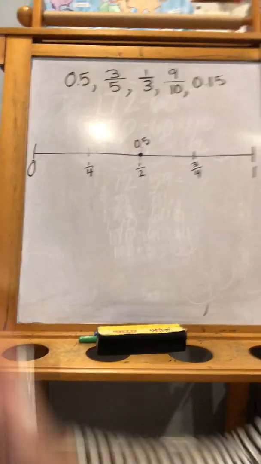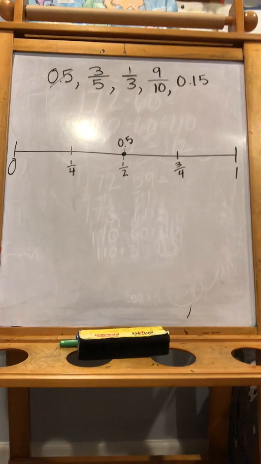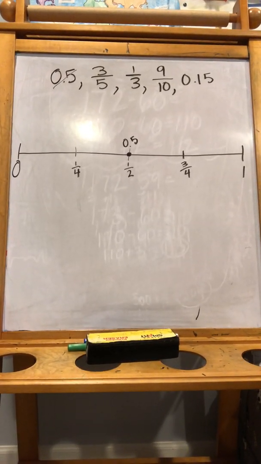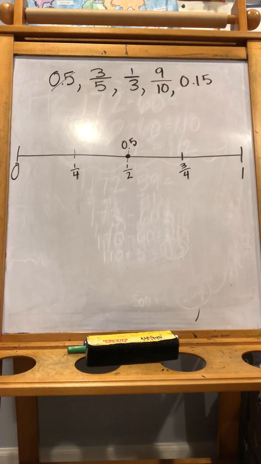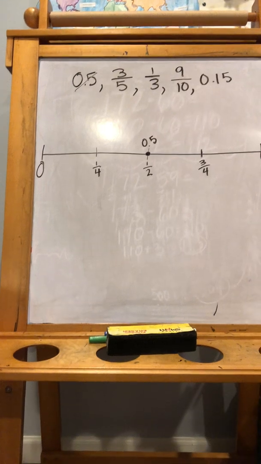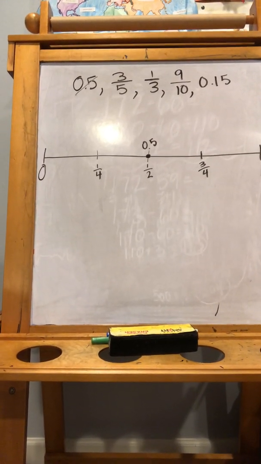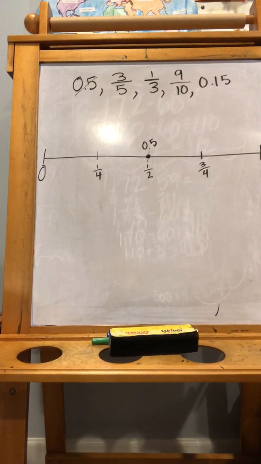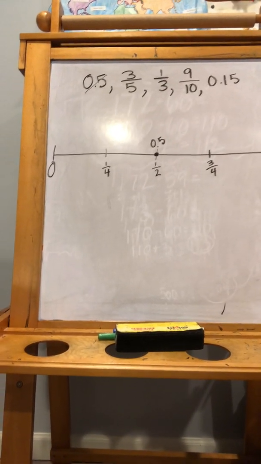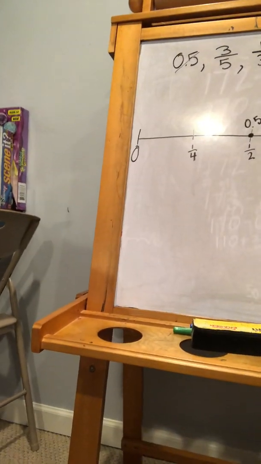When I look at 1/3, I use the benchmark and think that 1/3 is closer to 0. However, 1/3 is 0.33333 as a decimal, and 0.15 will be less, Miss Farrell. So 0.15 would have to go before the 1/3.